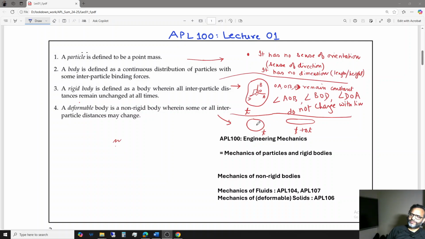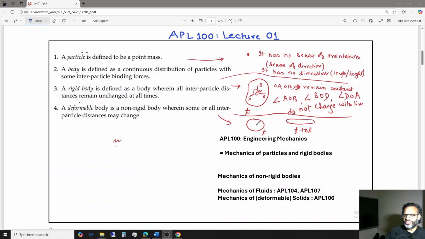In this course, the course name is Engineering Mechanics, and we focus entirely on the mechanics of particles and mechanics of rigid bodies. So there will be no reference to liquids, no reference to gases in this course. Only solids and rigid bodies.